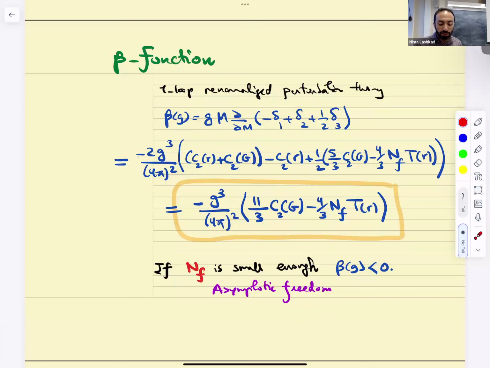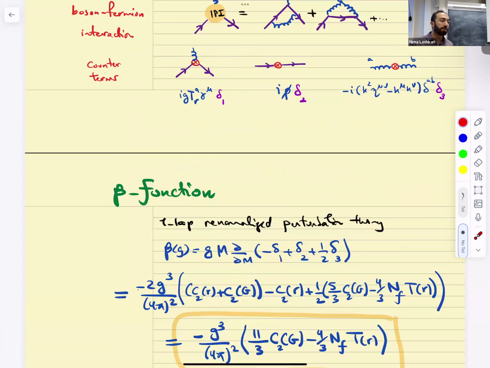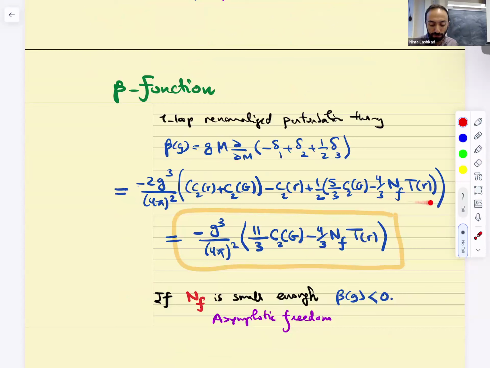We calculate the beta function at one loop. The structure of it was very similar to QED. There was a delta 1, delta 2, delta 3 as before. In renormalized perturbation theory, we calculated in terms of the scale dependence of counter terms, the coefficient of the counter terms. And they were basically fixed by representation theory. We saw that you could write the beta function as minus g cubed over 4 pi squared, 11 over 3 of C2 of G, G is the adjoint group, minus 4 over 3 NF T of R.